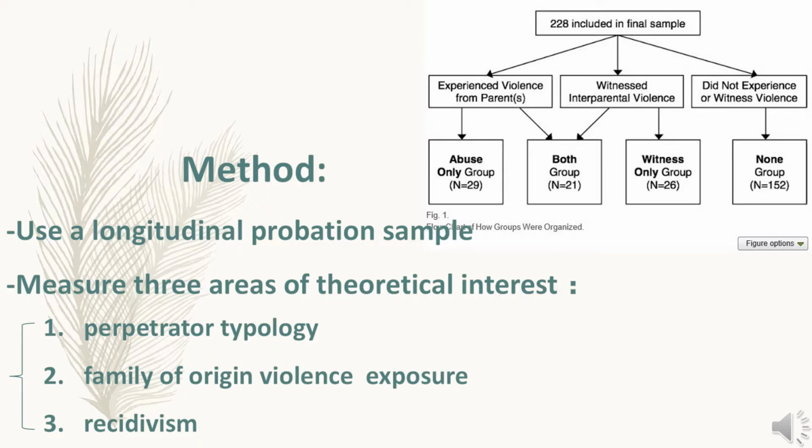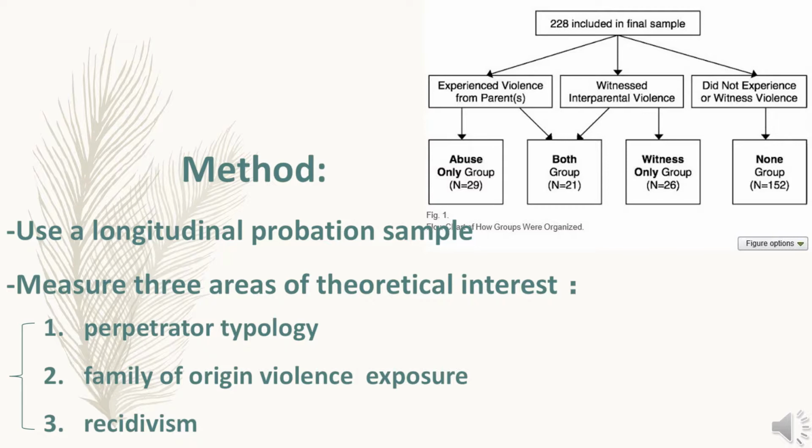The research used a longitudinal population sample. As the graph shows, the participants are 228 male offenders. They are divided into 4 groups, based only on their self-report, which are the observe-only group, witness-only group, both group, and non-group. 12.7% of the total sample was placed in the observe-only group. 11.4% was placed in the witness-only group. 9.2% was placed in the both group, and 16.7% was placed in the non-group.